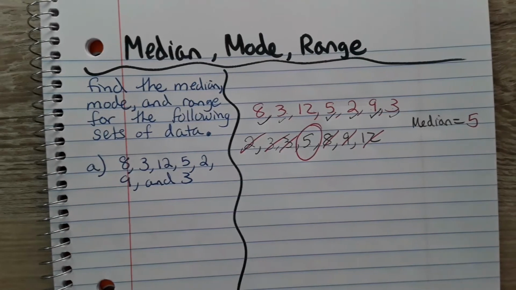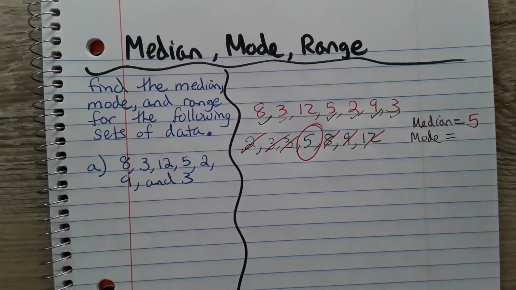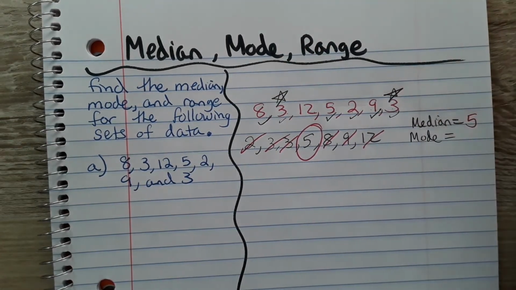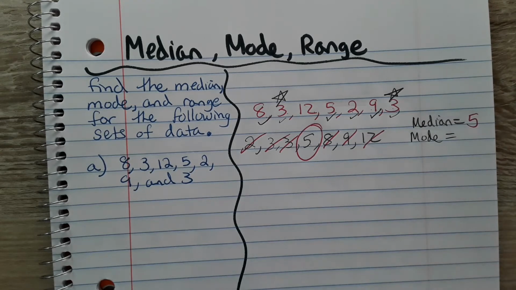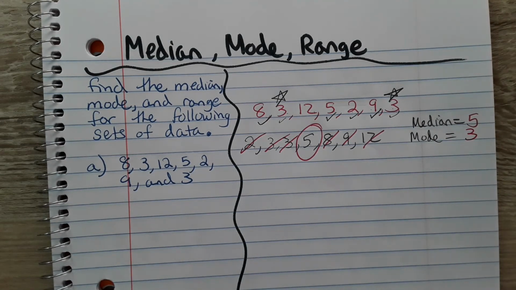Next, I'm going to look for the mode. So which number did I see the most? Going back up here, I can see, hey, 3 appears twice. So 3 is the number that occurs the most. So 3 is my mode.